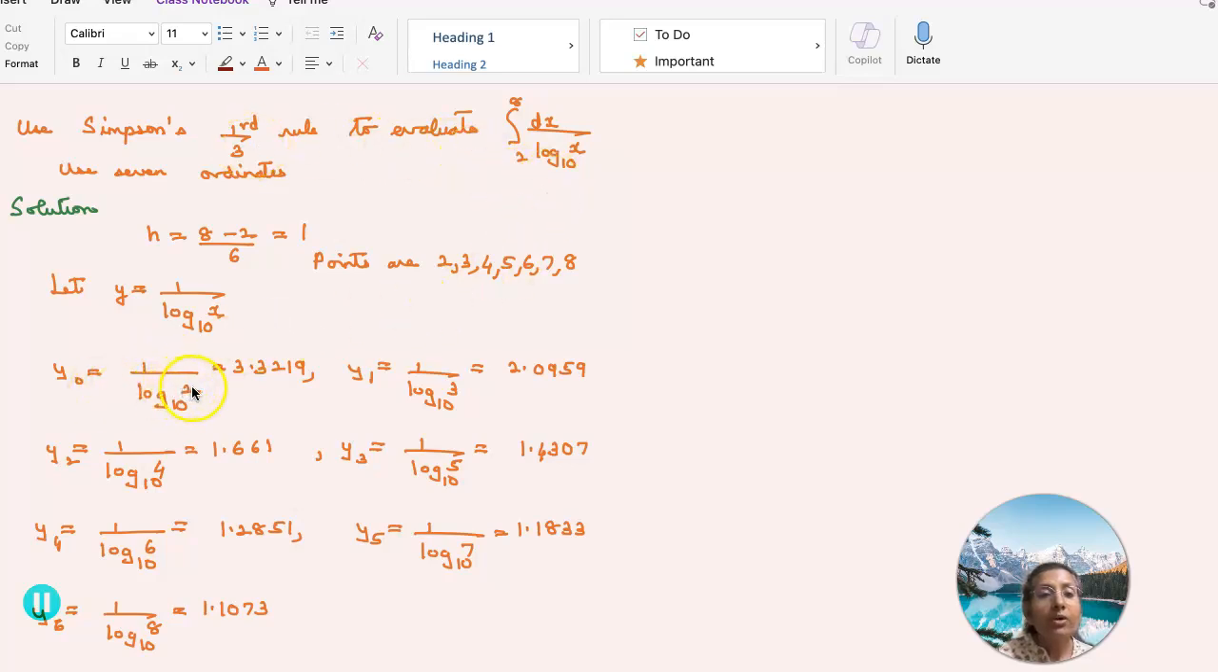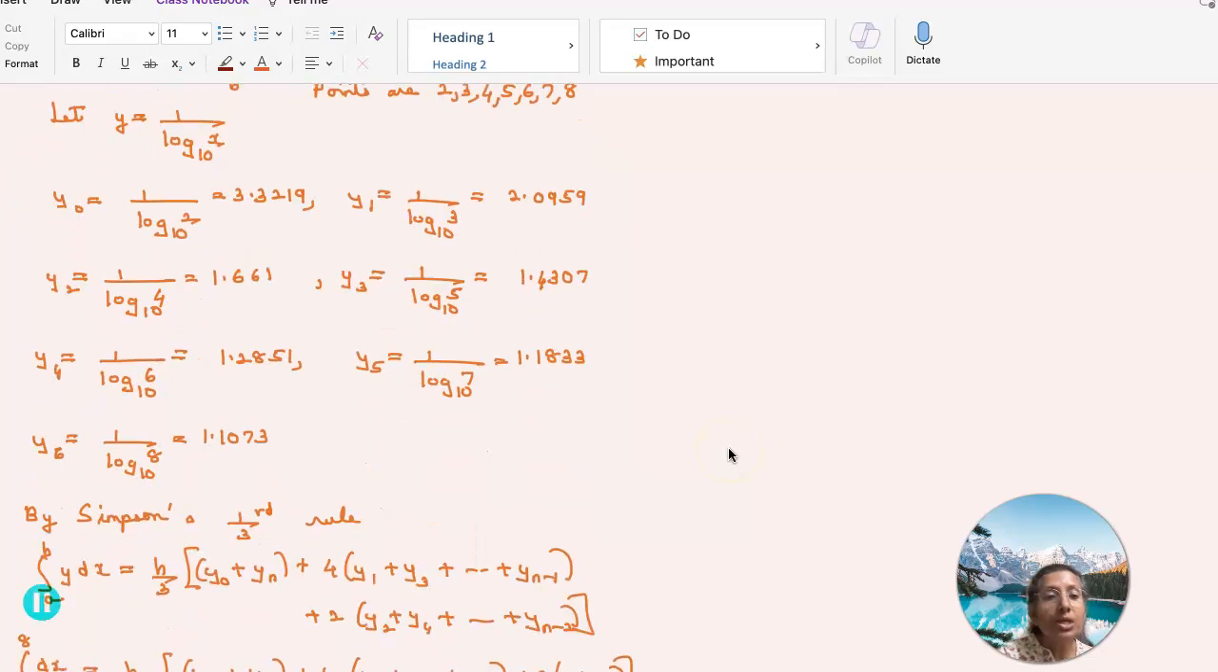So y0 will be 1 by log 2 to the base 10, that is 3.3219. You can use the calculator. Similarly, y1 is 1 by log 3 to the base 10, which is 2.0959. Likewise, you can calculate y2, y3, y4, y5, y6.